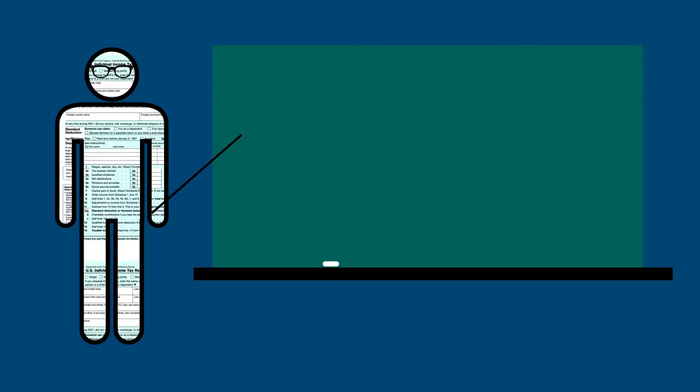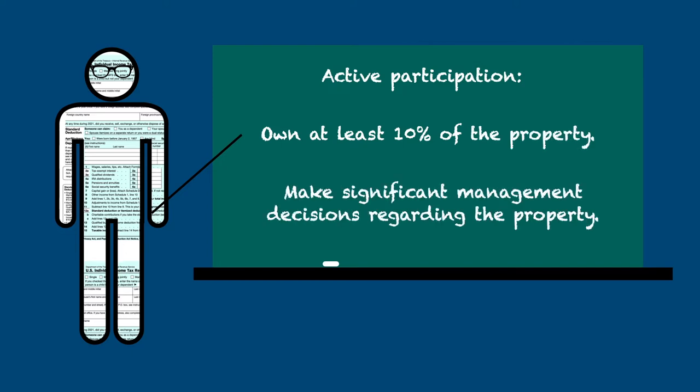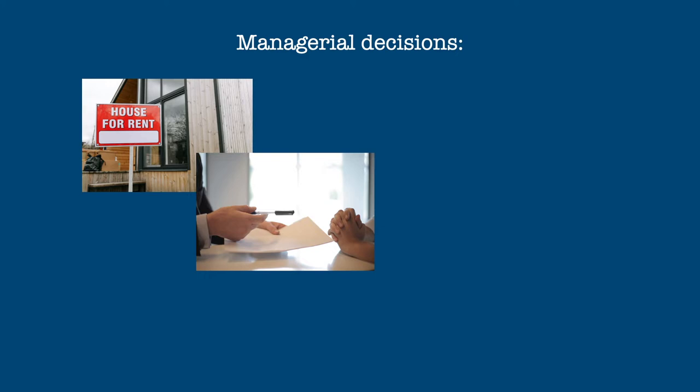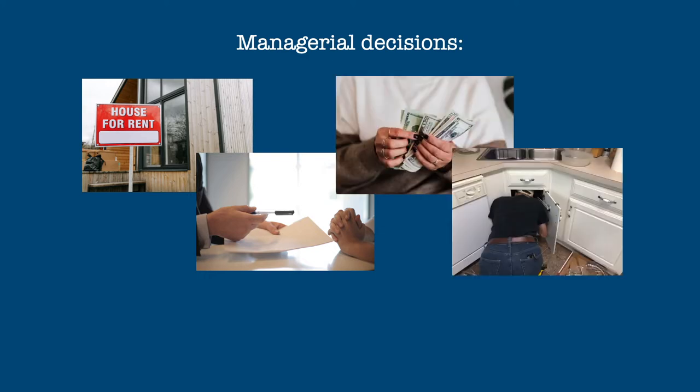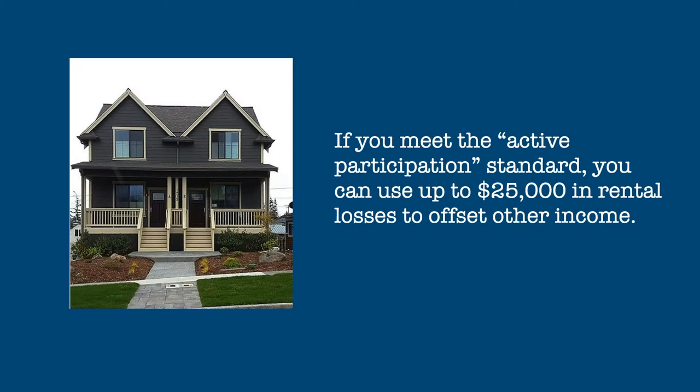Let's take a look at the concept of active participation. To actively participate in a rental activity, you must own at least 10% of the property and make management decisions about the property in a significant sense. These management activities can be advertising and showing the property, negotiating leases, collecting rent, repairs, cleaning, and maintenance. It doesn't matter whether you perform these services yourself or hire someone to do them.